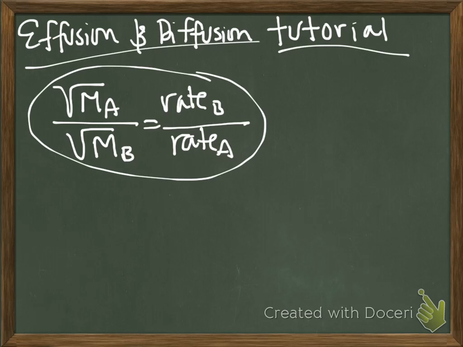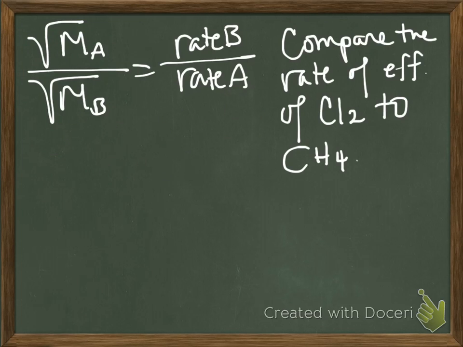on your test. So we're going to look at each of them, starting off with a problem where we are asked to simply compare the rate of effusion of two different gases. Here we're being asked to compare the rate of effusion of Cl2, that's chlorine gas, to methane, CH4. This is a nice easy one because we don't really have to rearrange anything. You know the mass of chlorine gas and you know the mass of methane. Go ahead and figure those quickly.